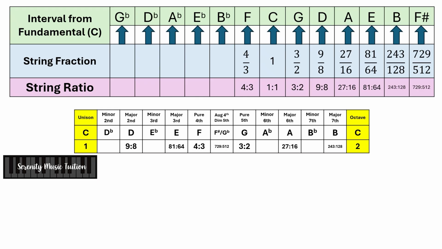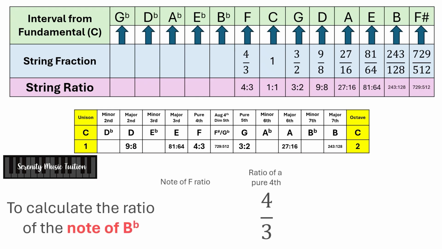So now let's get on with our calculations. Time to pile on our next fifth, or fourth as the case may be. To calculate the string ratio needed to produce the interval which leads to the note B flat, we need to take the ratio of the previous note of F and multiply it by the ratio of a pure fourth, which is 4/3. This gives us an interval fraction of 16/9, which lies between 1 and 2, so we can add it to the table. This is the interval ratio of a minor seventh.